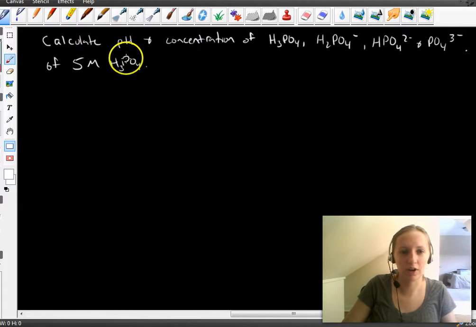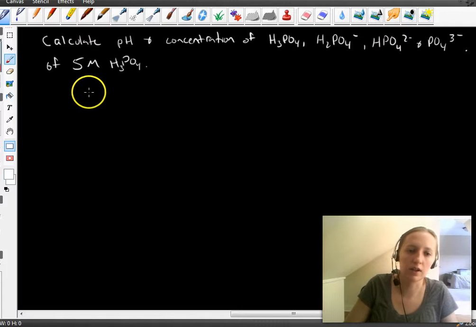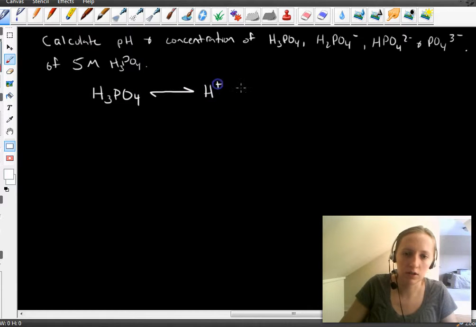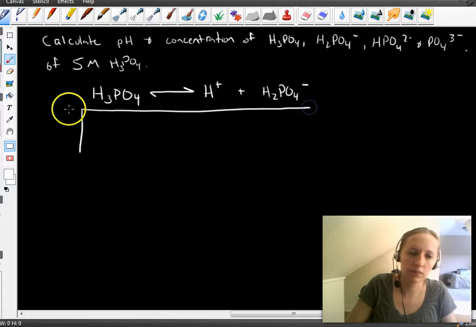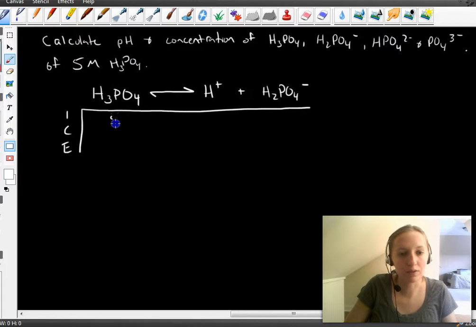So here we go. The pH of 5 molar phosphoric acid. First you're going to have your first dissociation of your first proton from phosphoric acid into a proton and H2PO4-. That's going to be in equilibrium. So you need an ICE chart since this is a weak acid. And it's 5 molar, 0 and 0. You're going to lose some, you're going to gain some.